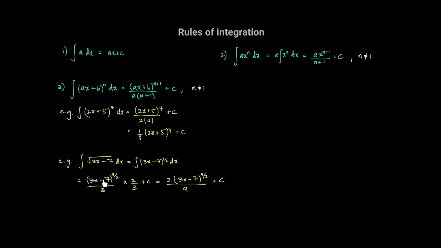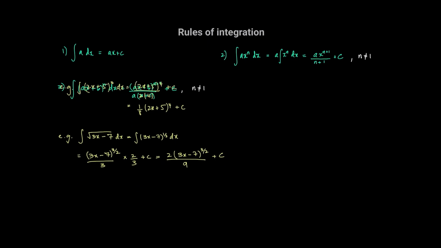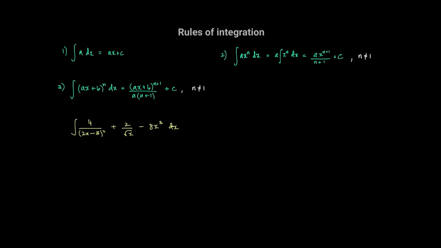And we divide by the derivative of 3x minus 7. The derivative of 3x minus 7 is simply 3. And this equates to 2/9 times (3x - 7)^(3/2) plus our constant of integration c. Now the last thing to note over here is that if we had to take the integral of a sum or a difference of terms, then that would simply be the sum or the difference of the integrals of each of those individual terms.